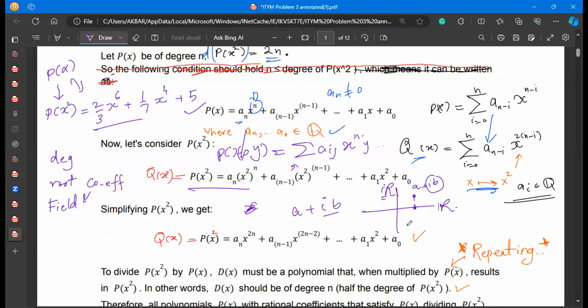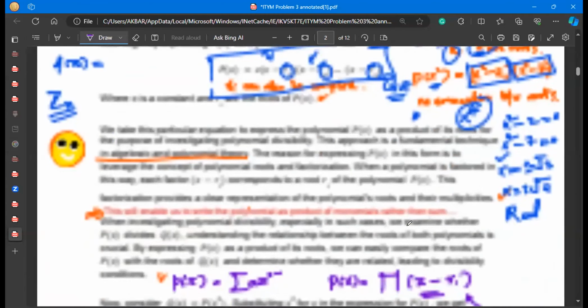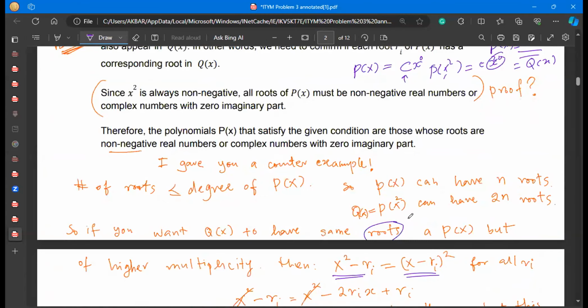Exactly. Okay, so going to the next thing, I should scroll down in the same page instead of reading it from the paper.